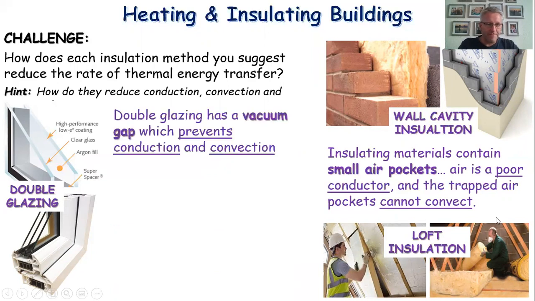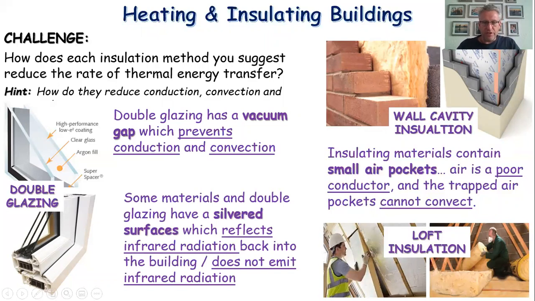Double glazing has a vacuum gap that we just spoke about, which prevents conduction and convection. A vacuum gap is even better than an air pocket because there are no particles at all. So conduction cannot happen, and because there are no particles, convection can't happen either. But when you have a vacuum gap, sometimes the seal breaks and the double glazing doesn't work anymore. So in that case, they sometimes pressurize it with an argon fill, which is also a very, very poor conductor and convector.